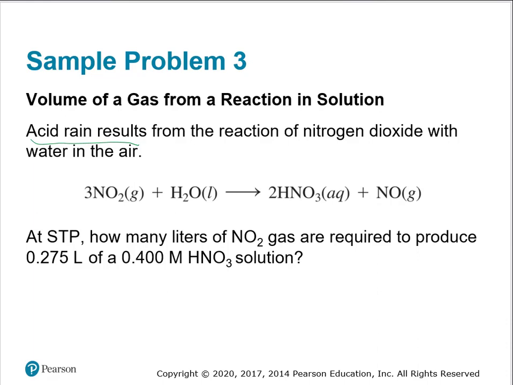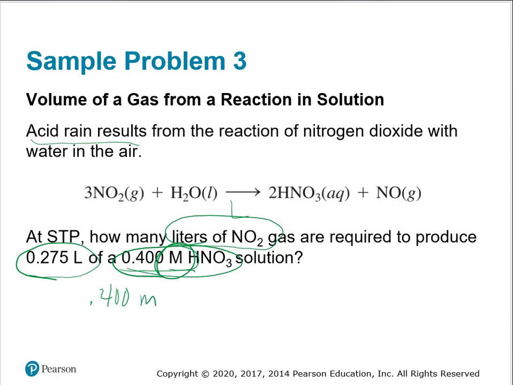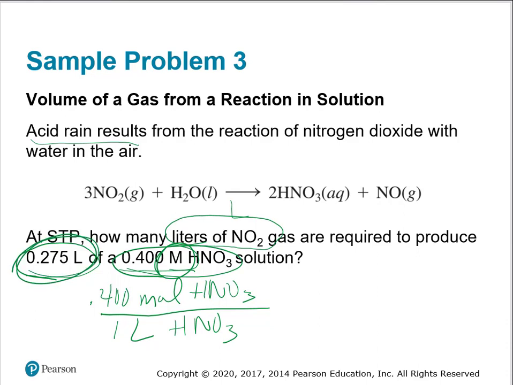We're told that acid rain results from the reaction of nitrogen dioxide with water. Here's our balanced equation. At STP, how many liters of NO2 gas, so we want to find liters of gas, are required to produce this many liters of 0.4 molar HNO3 solution? Remember, let's write this out. 0.400. This means moles of HNO3 per liter of HNO3. And I know that I have 0.275 liters of HNO3.